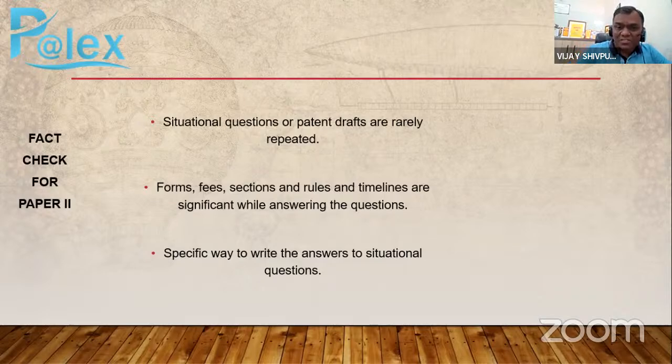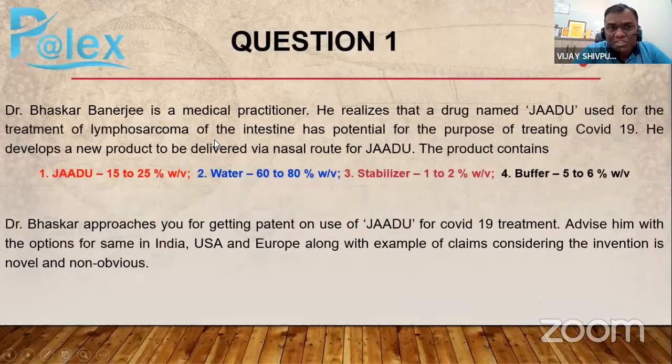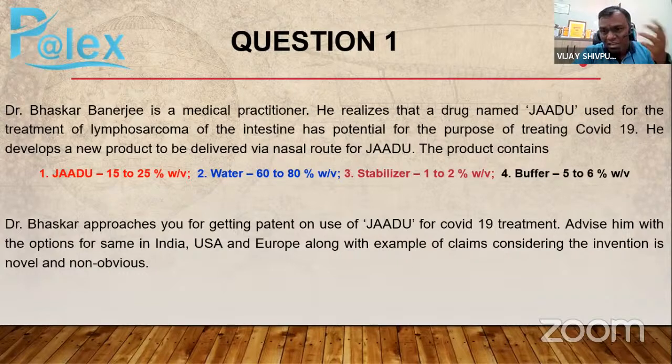Now, in the question about Bhaskar Banerjee, it is very essential that you write whatever is applicable. Remember, sometimes it is very specifically mentioned what all is required, for example the fees part, the forms part, the rules part, the section part. Even in the second part, it is at times mentioned how many claims you have to draft, whether you have to redraw the drawing or not. So read it carefully and accordingly then answer.